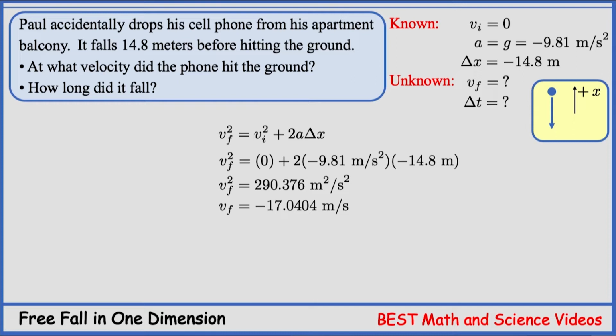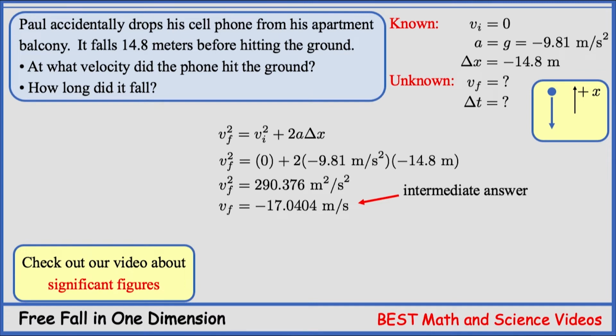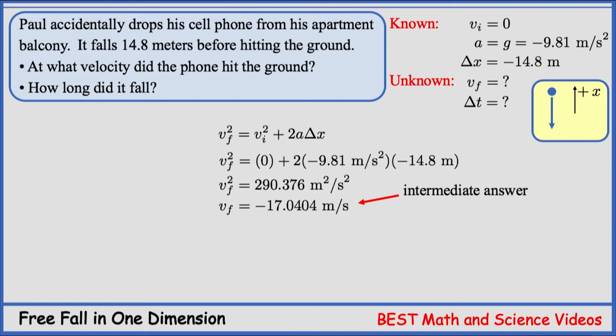17.0404 meters per second. Remember that square roots have both a positive and a negative answer, and you have to choose the sign depending on the situation. Since the cell phone is falling down, we chose the answer that gave a negative velocity. Also, this is an intermediate answer. We're not quite finished. For the final answer, we need to round to the correct number of significant figures. The values we multiplied have 3 significant figures, so our answer must have 3 as well. Rounding to 3 significant figures, the final velocity of the cell phone is negative 17.0 meters per second.